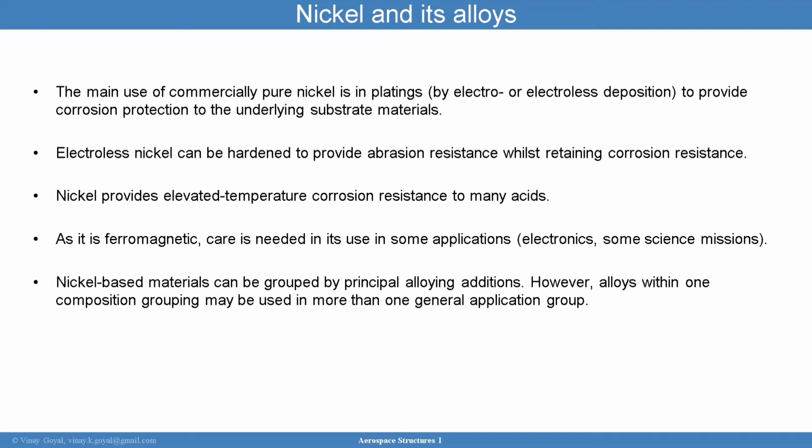Electroless nickel can also be hardened to produce abrasion resistance while retaining the corrosion resistance. Nickel also provides elevated temperature corrosion resistance to many acids. And as it is magnetic, care is needed in its use in some applications. Nickel-based materials can be grouped by principal alloying additions. However, alloys within one composition group may be used in more than one general application group.